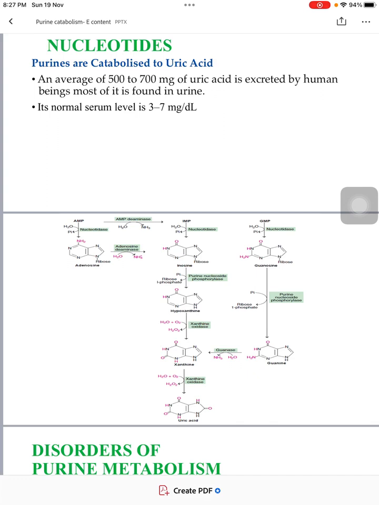Thus, the adenosine monophosphate and the guanosine monophosphate will be channeled to form xanthine, and the xanthine thus formed will be converted into uric acid with the help of the enzyme xanthine oxidase. And the uric acid thus formed will be excreted through urine in normal healthy individuals.